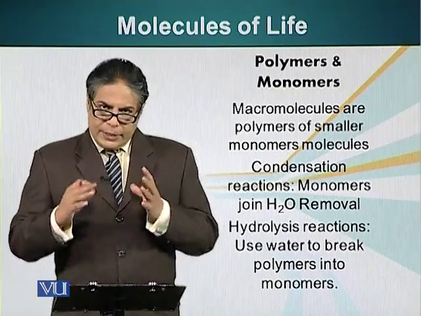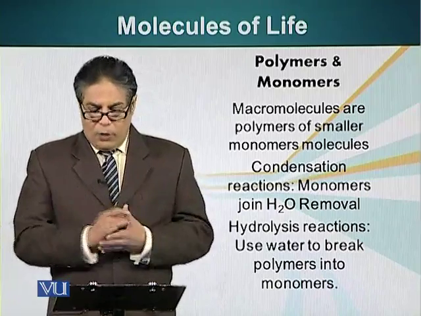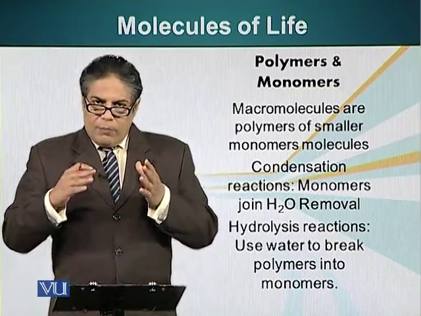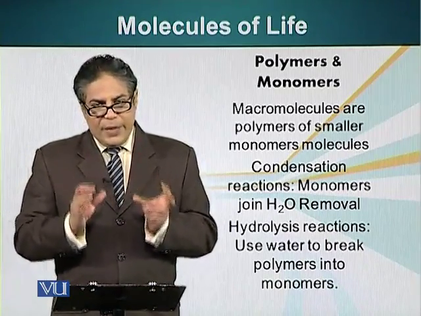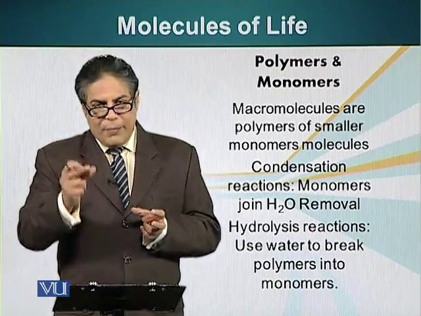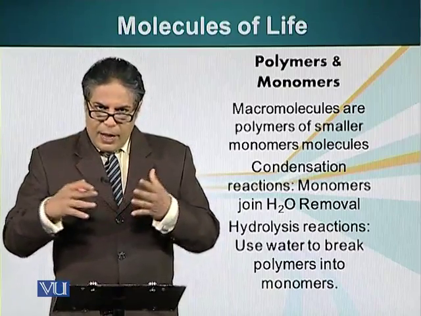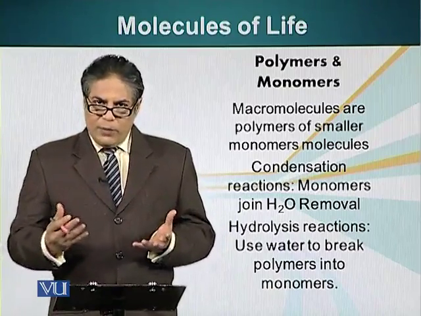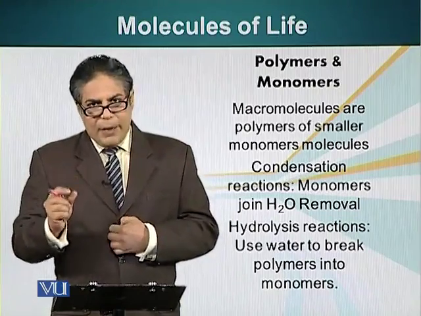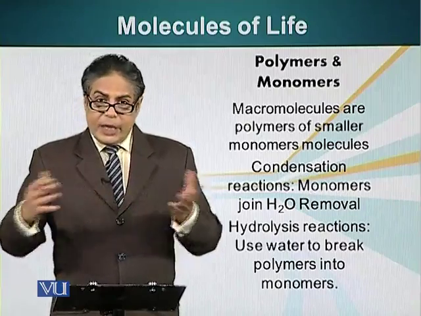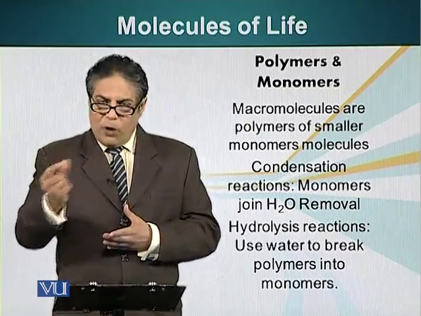Let's discuss how these smaller building blocks form larger molecules. Larger molecules are also called polymers. Polymers basically means something with many units. Monomer means single unit. In the cell, almost all these large molecules are actually polymers. They are made up of smaller units, just as our houses are made of bricks.